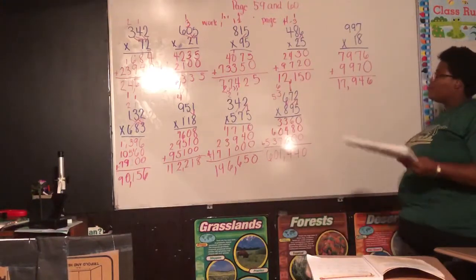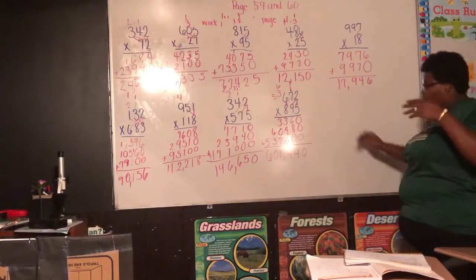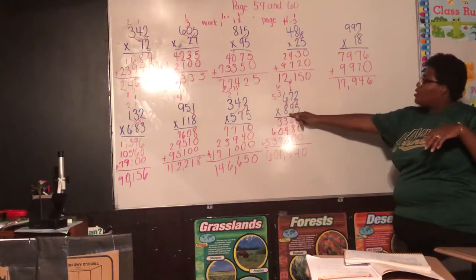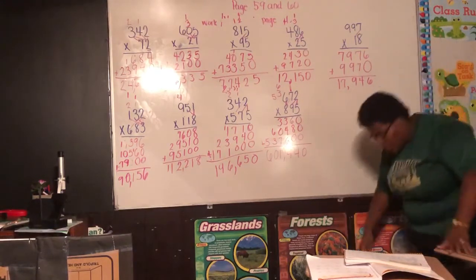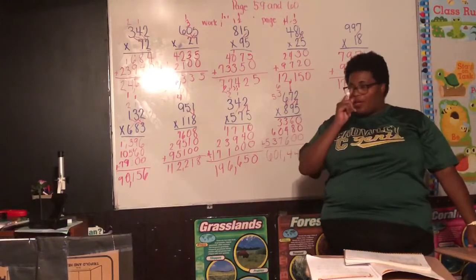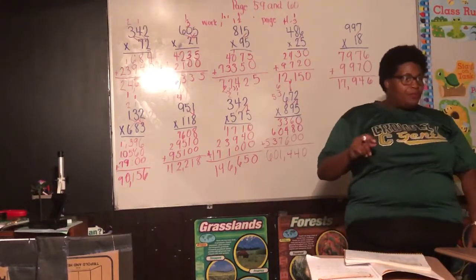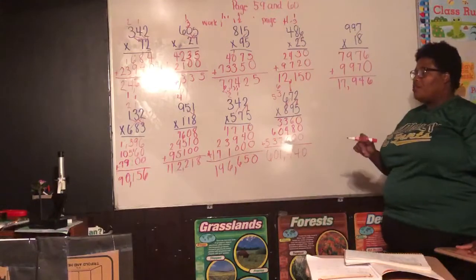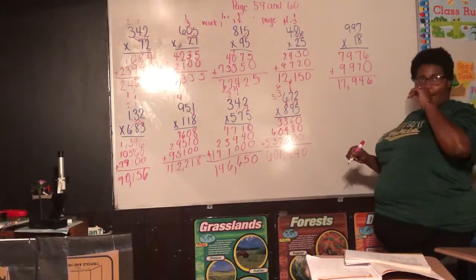And that's it. Just remember, when you get to the third number, it's 2 zeros before you start that third number. If you remember that, you'll be good to go.